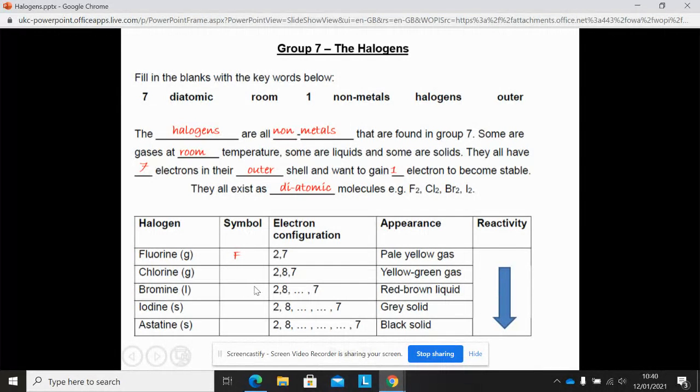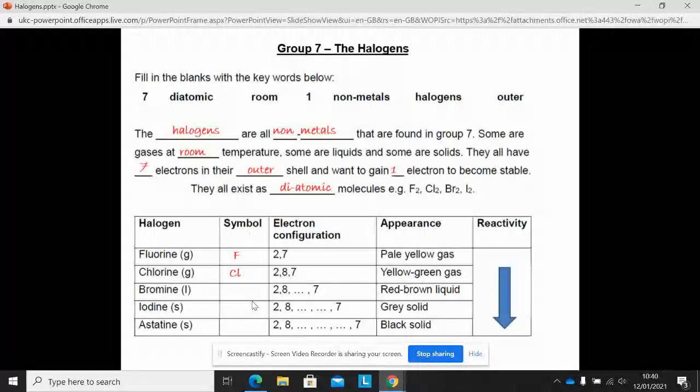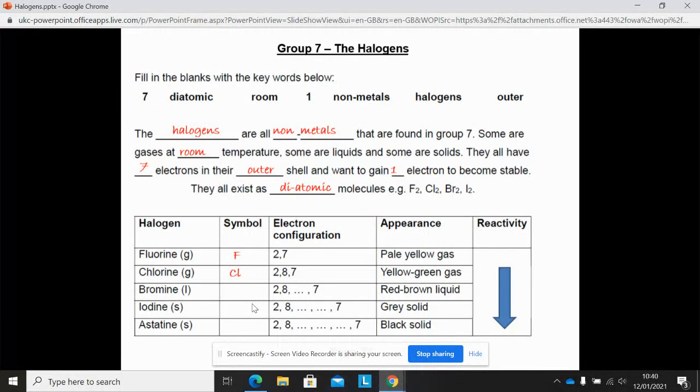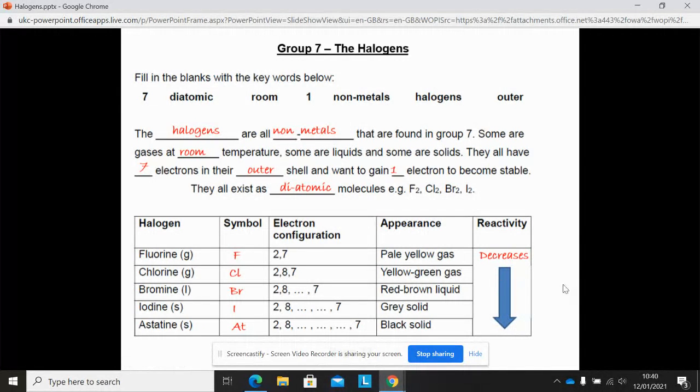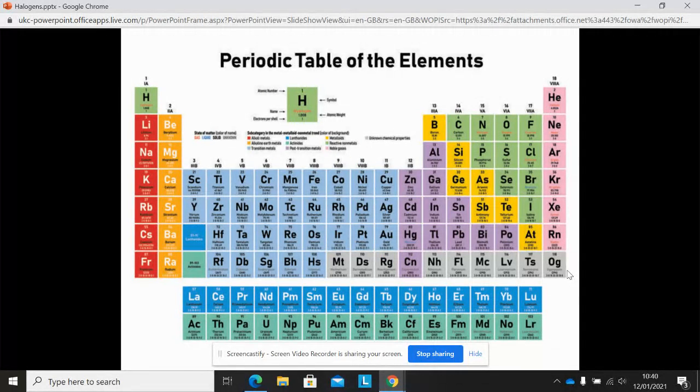So let's go from here. Fluorine, symbol F, chlorine, symbol Cl, bromine, Br, iodine, I, and astatine is As. These symbols here, by the way, just basically say whether or not they're a solid, a liquid, or a gas. As you go down that group, the reactivity decreases, it gets less. So just to recap then, there's our periodic table. Our halogens are this group here, group 7, whereas our alkali metals are over here.